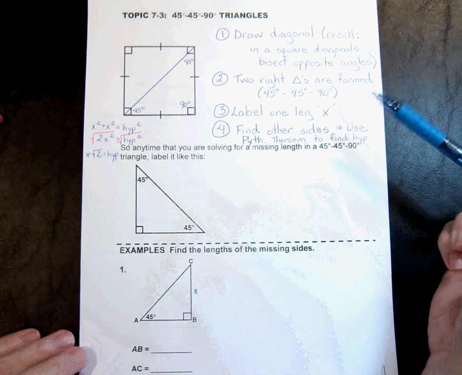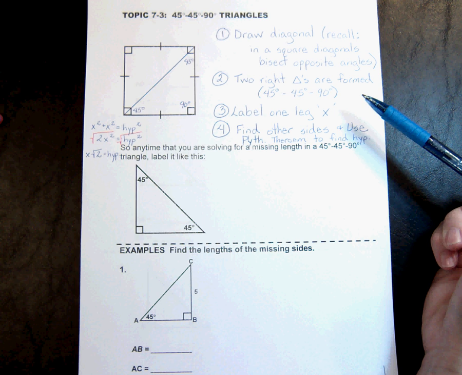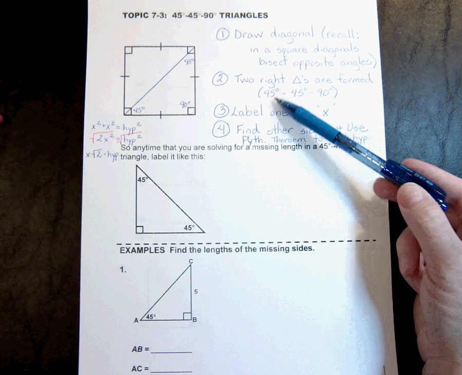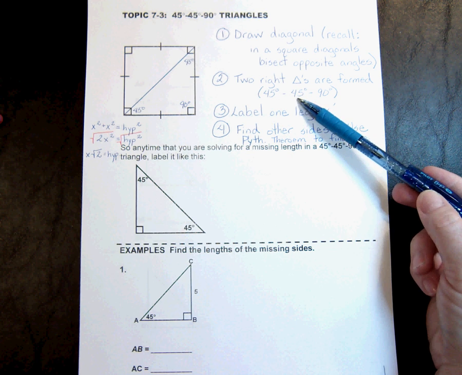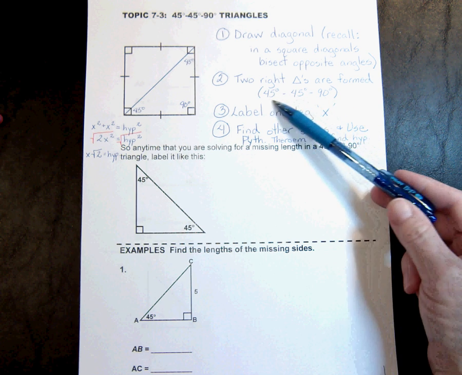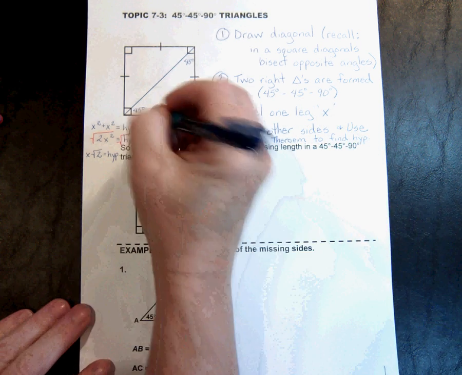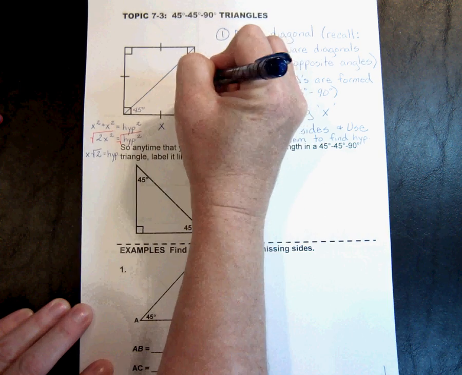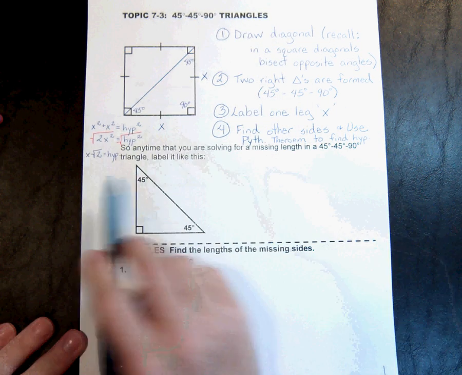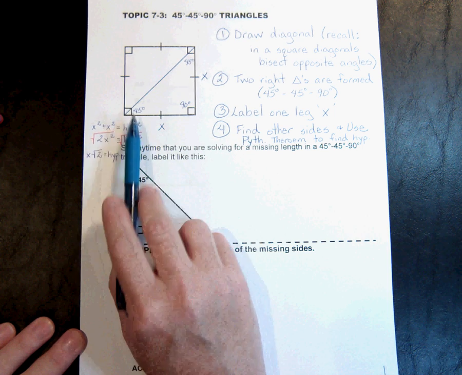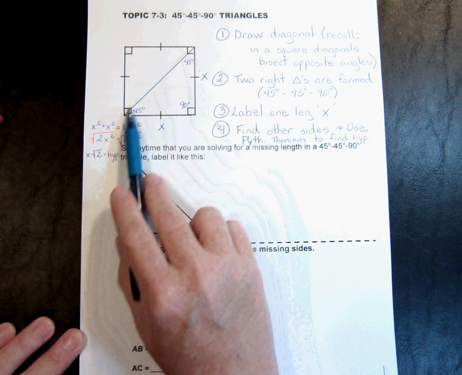So you might fill in the notes that I have here. You draw a diagonal, and in a square the diagonals bisect the opposite angles, making it 45, 45. Two right triangles are formed, and they will always, no matter what size your square is, form these degree angles in the triangle. Alright, you're going to label each of the legs an X. And then using the Pythagorean theorem, I just wrote it in over here, you would have your x squared plus your x squared is going to be equal to the hypotenuse squared.